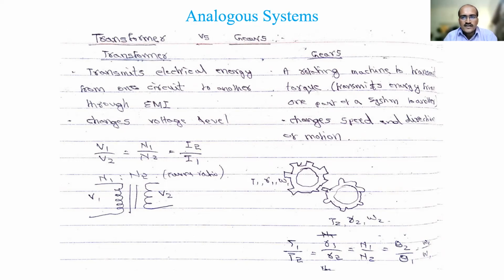Okay, that is called gears in a mechanical system. The same thing we call a transformer in an electrical system. So there is an analogy here. Okay, so transformer, you already know what is meant by that. It transmits electrical energy from one circuit to another through electromagnetic induction, right? EMI, that is the principle of how a transformer works.